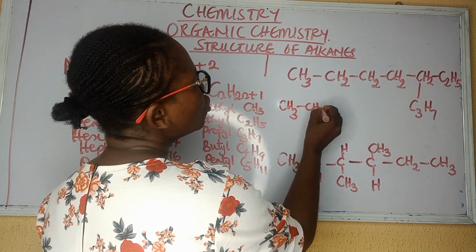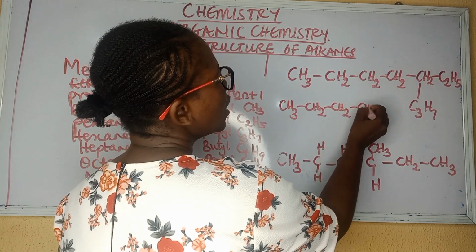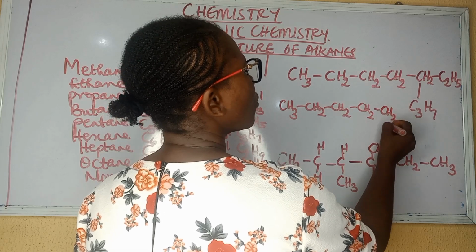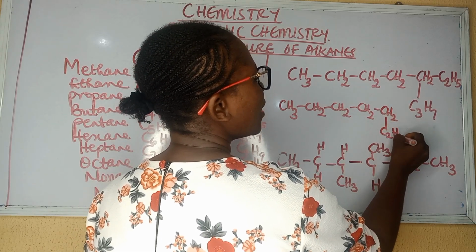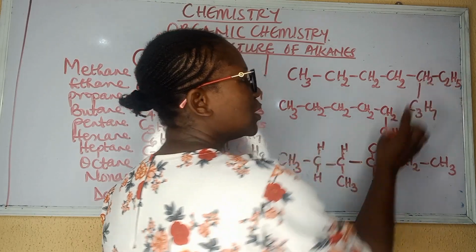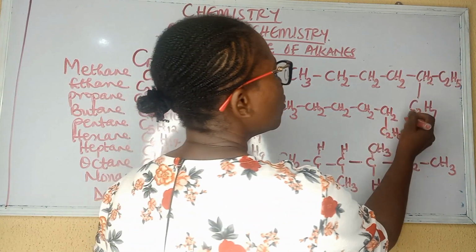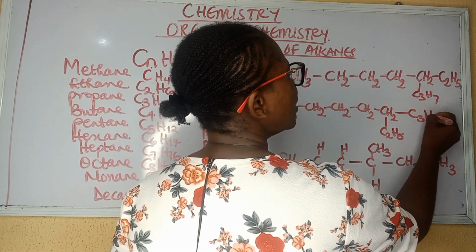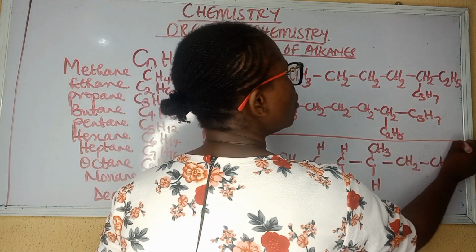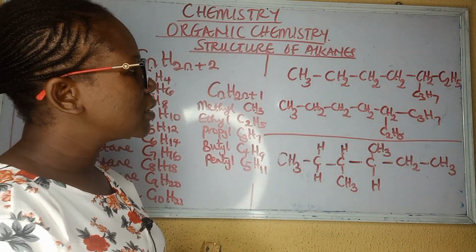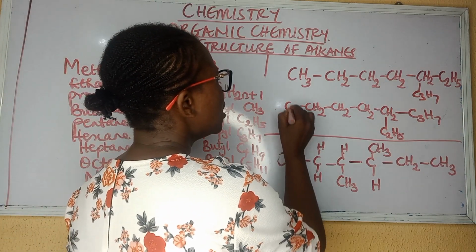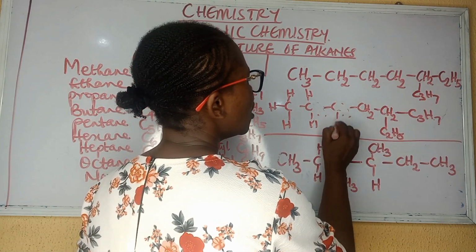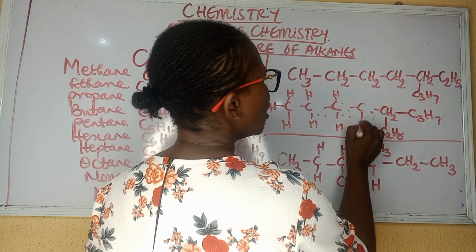So we have something like CH3, CH2, CH2, CH2, C 1, 2, 3, 4, then C2H5. This is acting as an attachment attached to this CH2 here. Then we have the last part, which is C3H7. So if I want to redraw this or rename this, I can change it to CH3 like this.